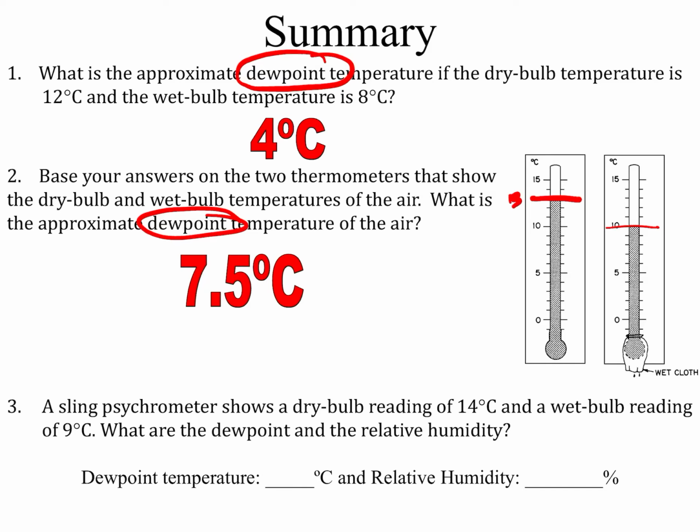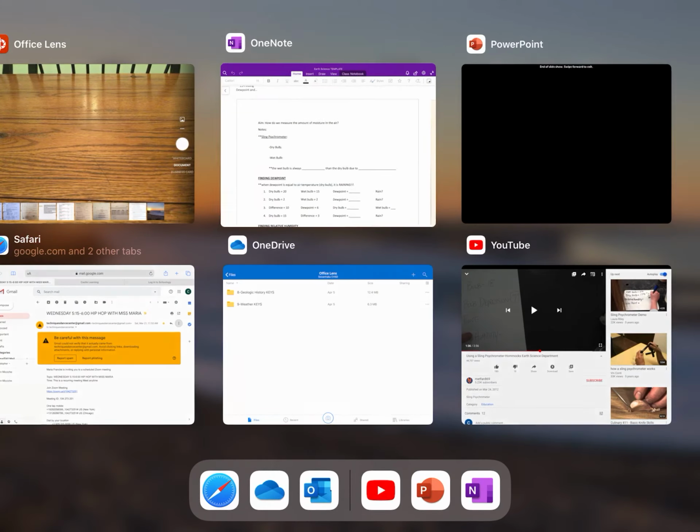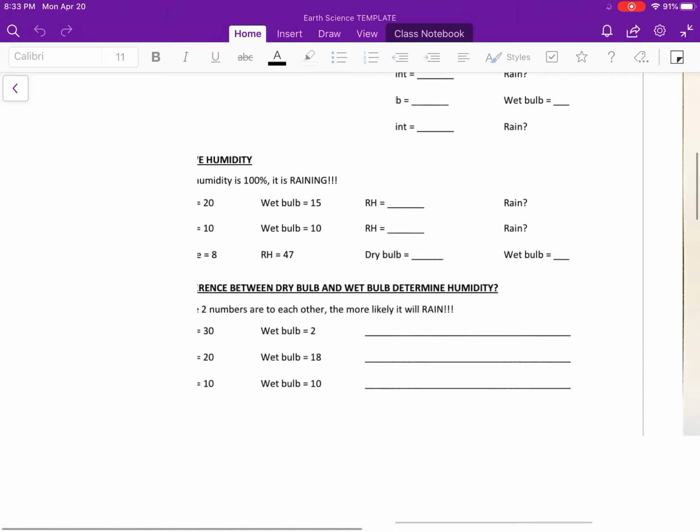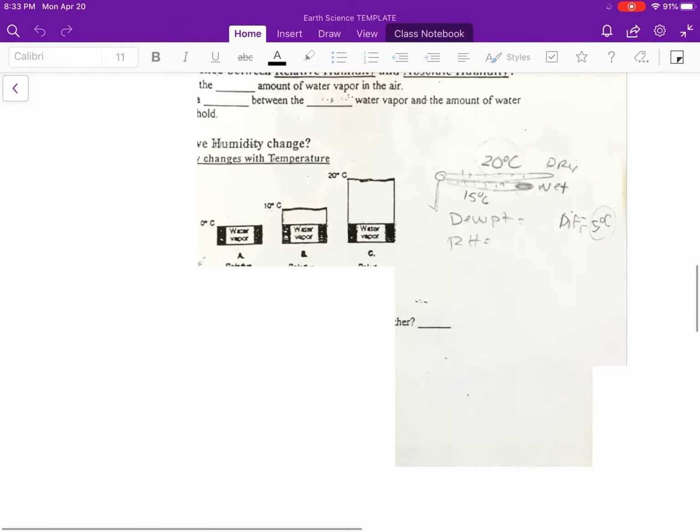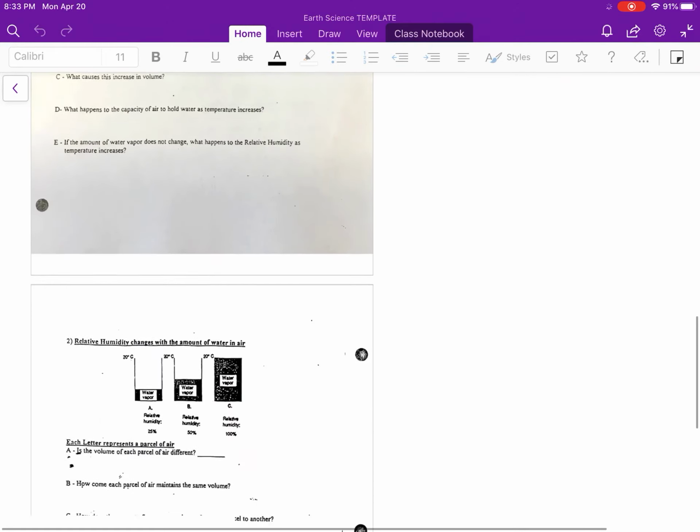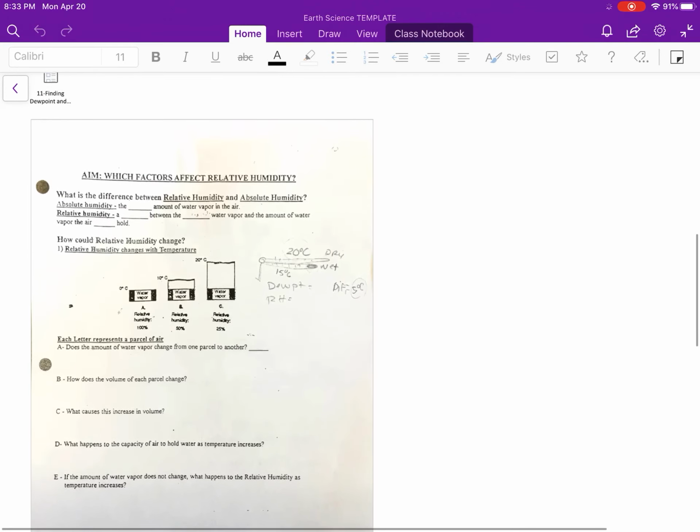Number 3, a sling psychrometer shows a dry bulb of 14 and a wet bulb of 9. What are the dew point and relative humidity? Again, it's same type of questions we've been doing this entire lesson. Just make sure that you read the proper charts for the proper questions. All right, and if you do that, you should end up with 4 and 50%. All right, so your job, so we just did all this, right? Your job is to complete this worksheet, okay?